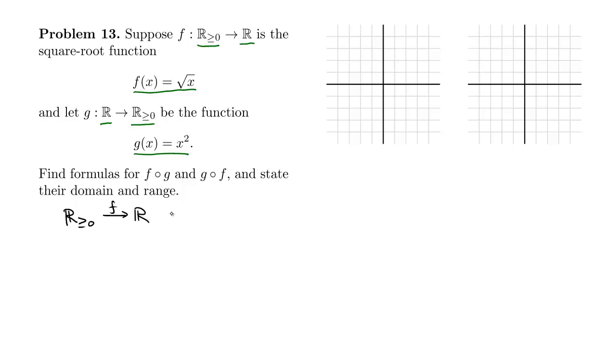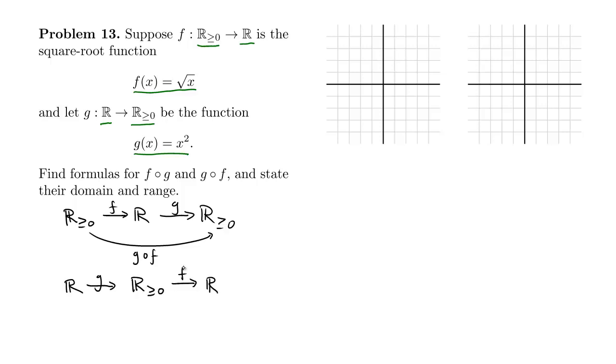Notice how the domain of f equals the range of g, and the domain of g equals the range of f. We've set these functions up so that they're composable in either order. Let's look at g composed with f first. This map takes an input from f in, so it takes a non-negative real number in, and it produces an output of g, so its output is also a non-negative real.